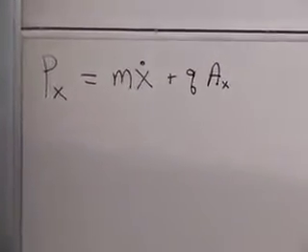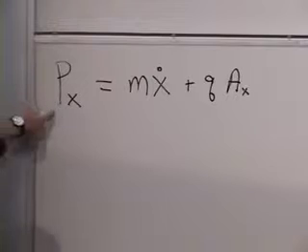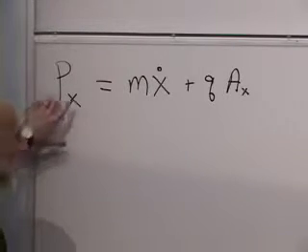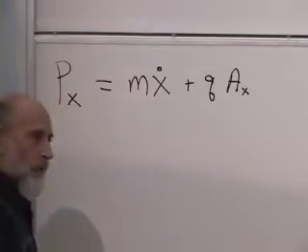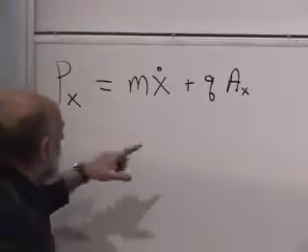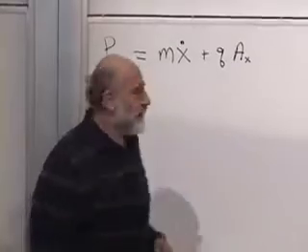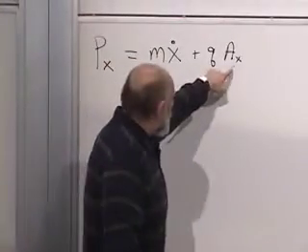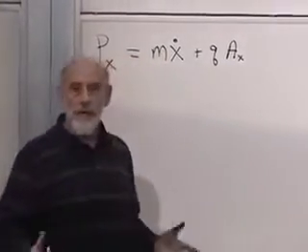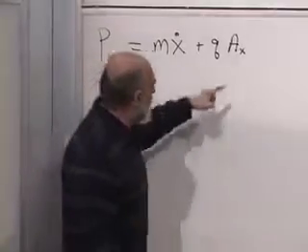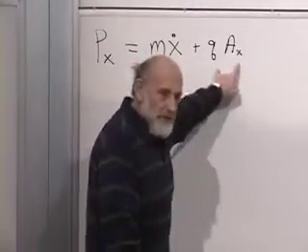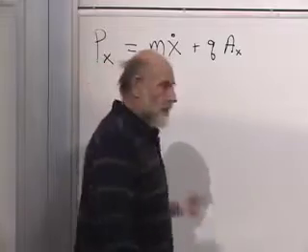So we see something odd, that the canonical momentum is equal to the thing we usually call momentum, mv, plus an extra term which depends on the vector potential. But this is strange, because the extra term is itself not gauge invariant. It depends on the vector potential. If I change the vector potential by adding something to it, I will change the momentum.